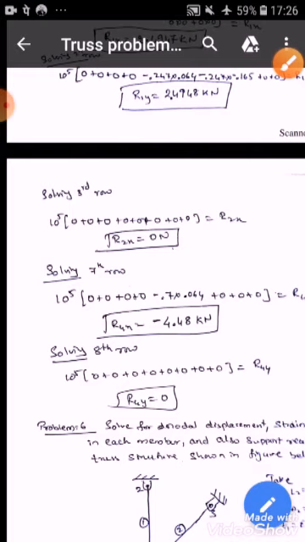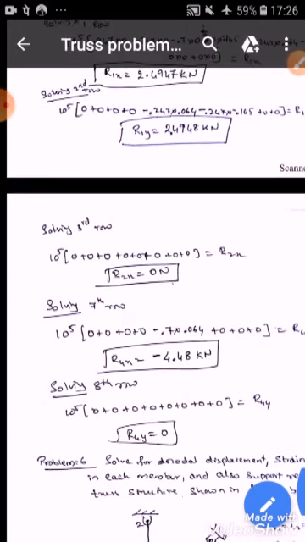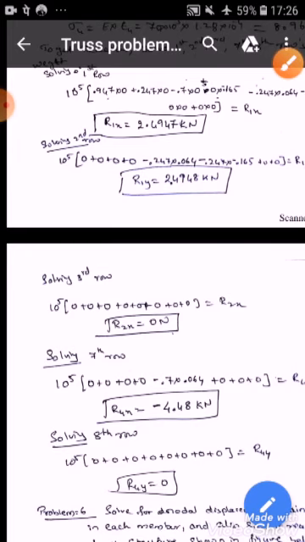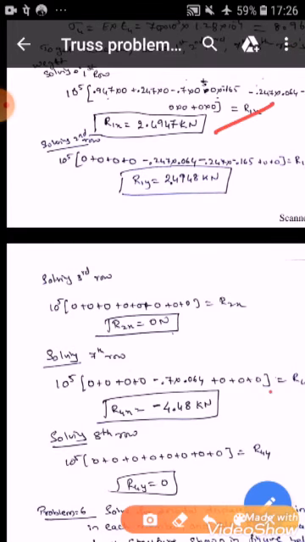Now, as I previously told you, to check whether our answers are correct or not, if you remember, the 2 kilonewton force was in the positive x direction. Check out this R1x and R4x. R1x is 2.49 kilonewton. R4x is minus 4.48. Minus 4.48 plus 2.49 comes out to be minus 2 approximately. Minus 2 kilonewton. What is that? It is our 2 kilonewton force applied in the positive x direction. So the resultant reaction is minus 2 kilonewton. Okay, that is correct.